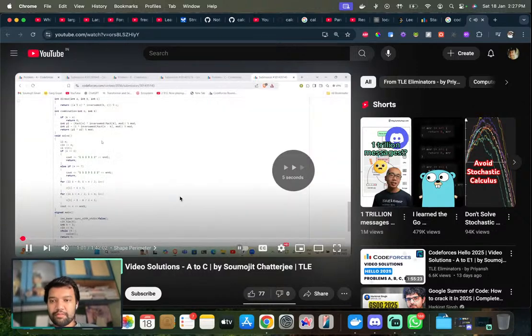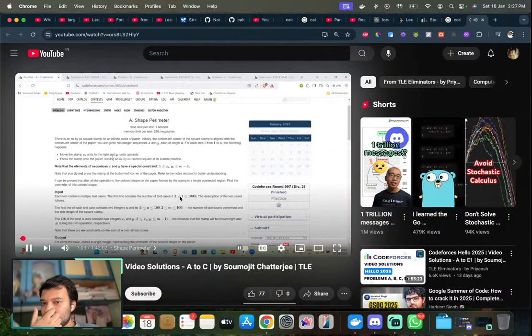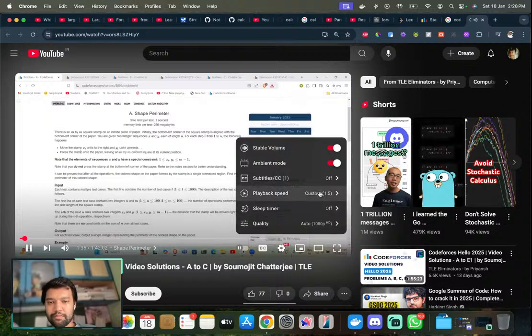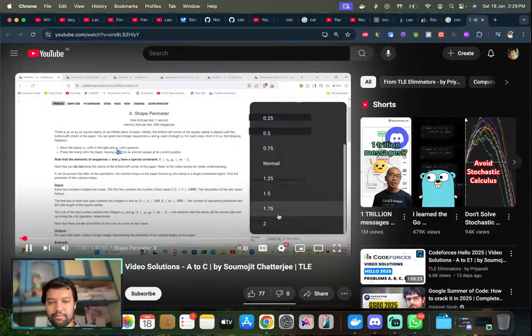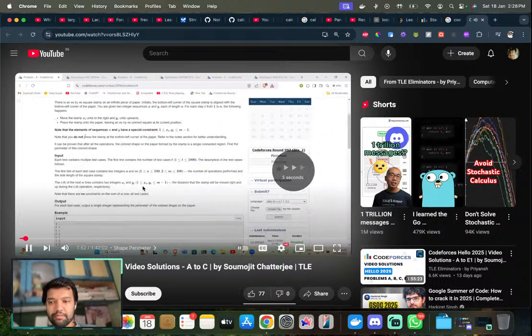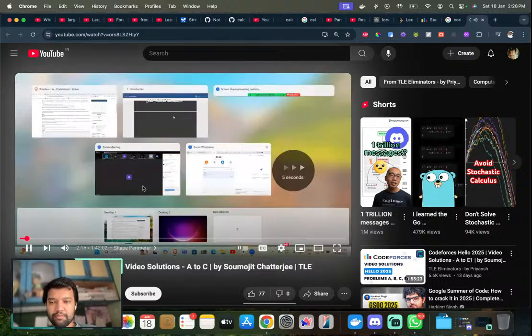So let's start without. Okay, so this was the problem A of the contest. It says shape perimeter. It says that there is an m by m square stamp in the left corner of the paper. You are given two integers. Move the stamp xi units to the right and yi units upwards. Press the stamp onto the paper, leaving an m by m colored square at its current scale. Then it says that the colored shape on this.